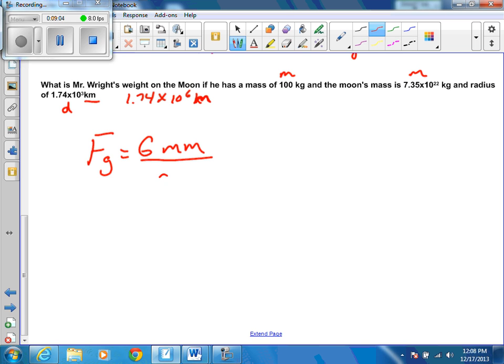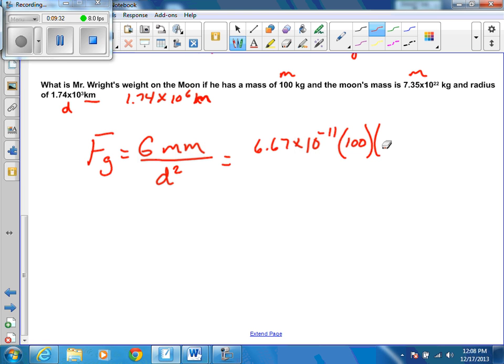M1, M2, all divided by R squared. And Alexis, what are you going to put in for G? Very good. 6.67 times 10 to the negative 11th. Oh, wait a minute. Did I forget F? No, that's what I'm trying to find, right? What are you going to put in for the mass of me? Very good. 100 kilograms.